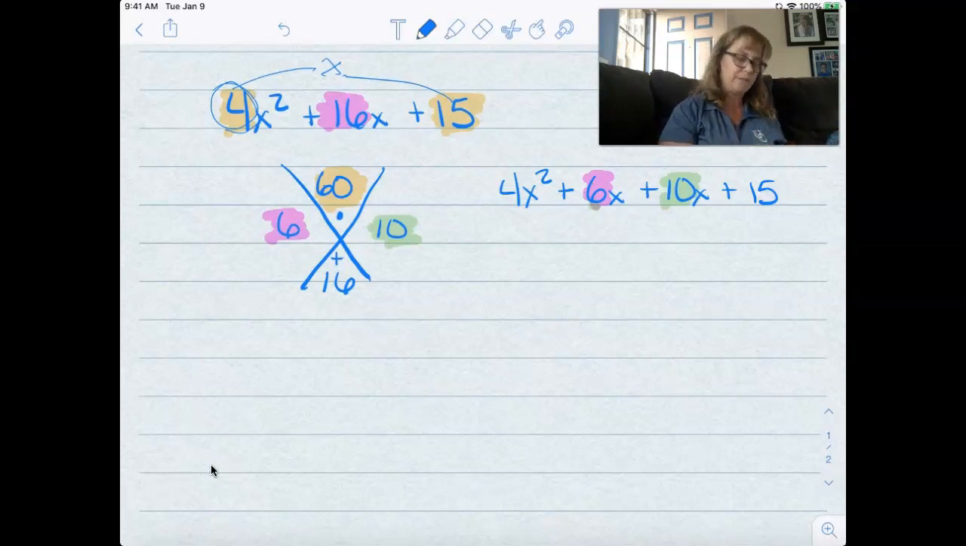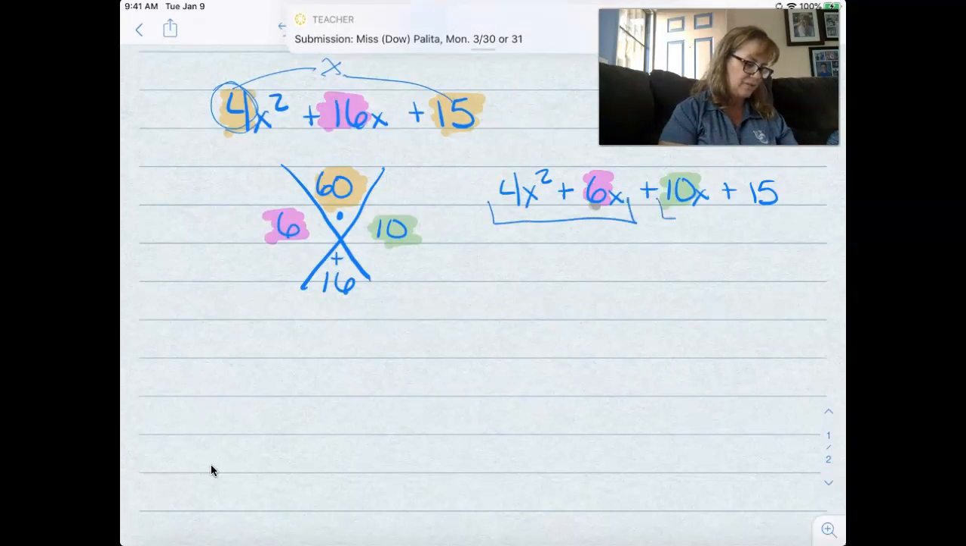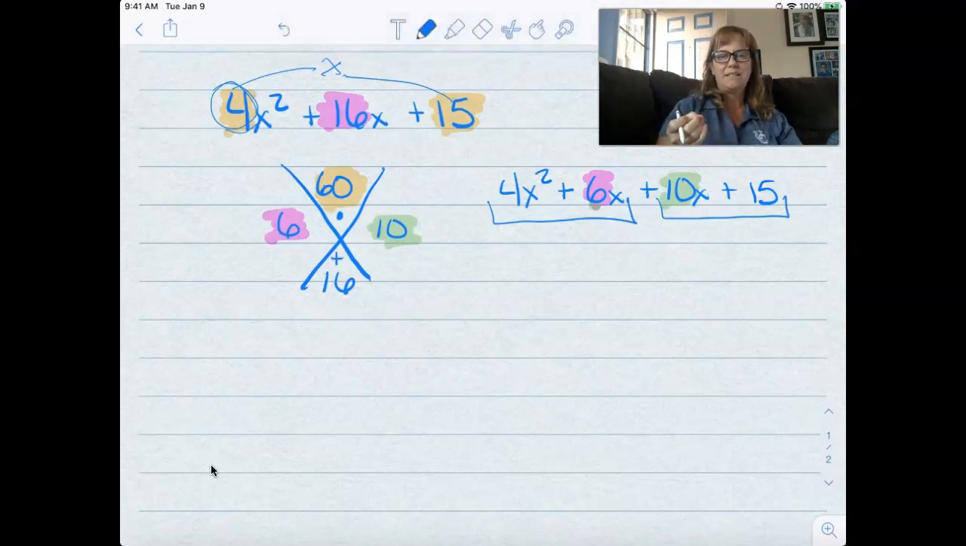So after you've written this out, you want to look at each of these pairs separately, and find what is a common factor to both of those. If I put my 6x and my 10x in a place where they didn't find a common factor with what was next to it, then I might want to switch them and try that differently.